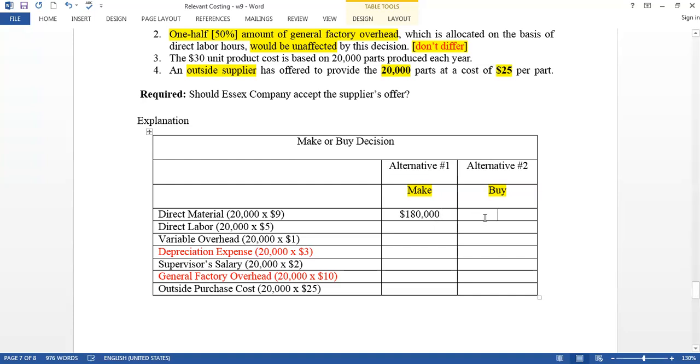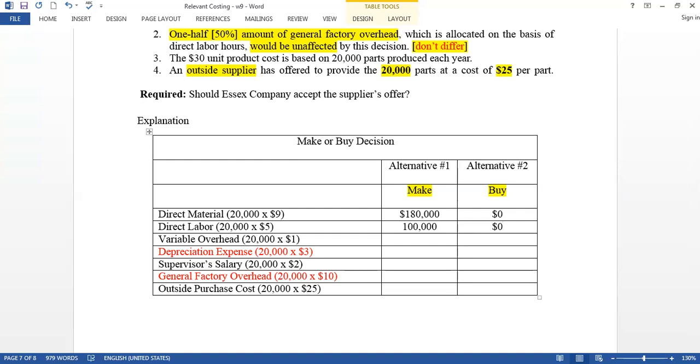If you buy this product, do you need this material? No, right? Because we are buying the finished product. So we don't need to buy raw material. If you make the product, you have to pay salary to the direct labor, right? For 20,000 products, per unit salary is $5. So you have to pay $100,000 salary if you make it. If you buy it, you don't need to pay any salary, right?